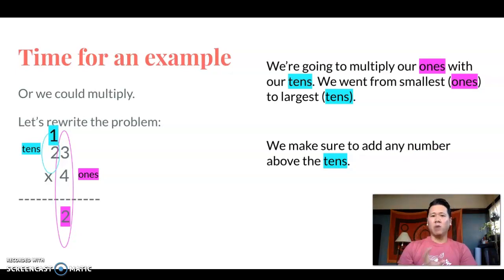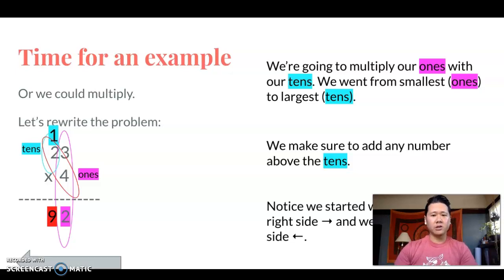So now that we're done with the smallest side, we're going to move over to our next largest one, which is our 10s. We're going from our smallest to our largest. Let's make sure to add any number that's above the 10s. So we're going to do 2 times 4. 2 times 4 is 8, plus the 1 that's written right above it, and we have 9. Notice, once again, we start writing from our right side. We started from our right side, and we're moving to the left side. So the larger the number goes, the more left it goes.